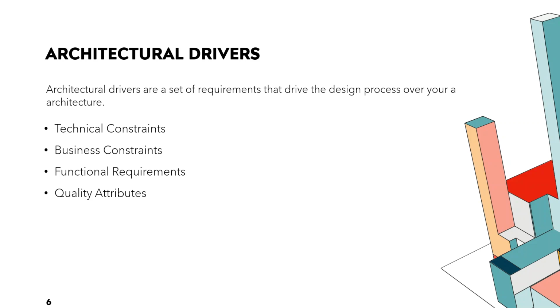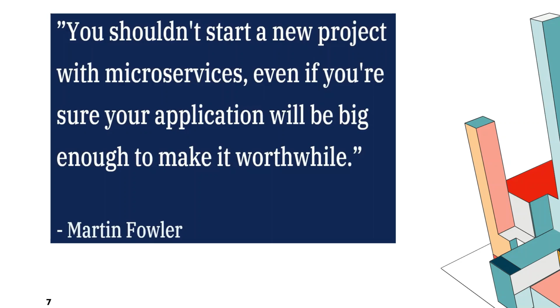And the last one is quality attributes. These are what we call ilities. So what are these ilities? Could be scalability, maintainability, testability, modularity, everything like that. You have to consider these in choosing what architecture you are going to use in building an application.